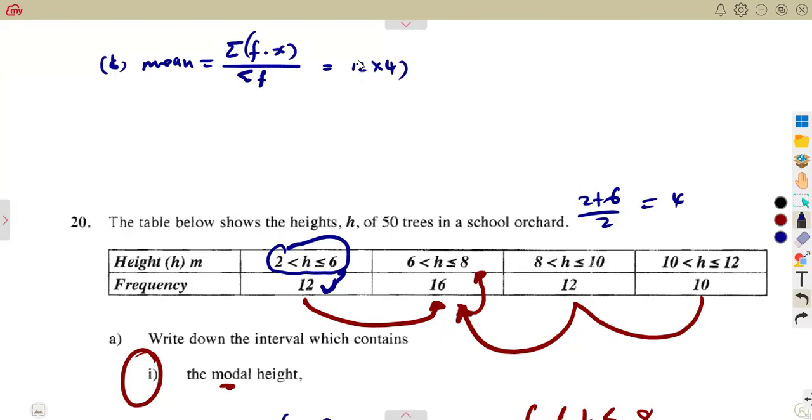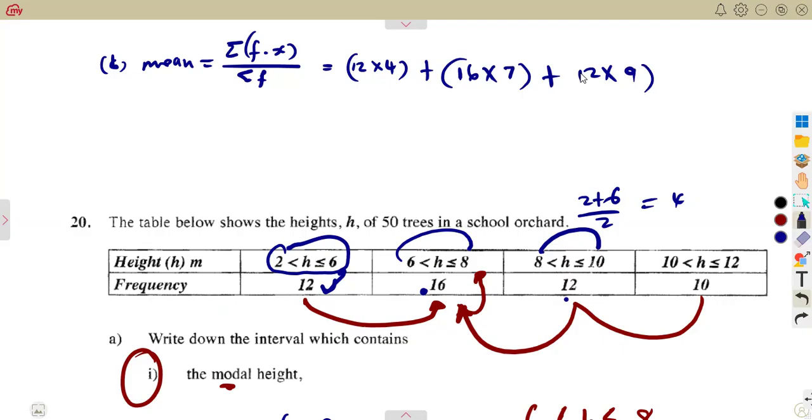So frequency times class center. Frequency, 16. The class center, 6 to 8. You add 6 plus 8, divide by 2. That was going to give us what? A 7. That's 16 times 7. Plus frequency times class center from 8 to 10. That's 18 divided by 2, which is 9. So that's 12 times 9. Plus and so on. 10 frequency. The class center of 10 to 12, it's what? It's 11.